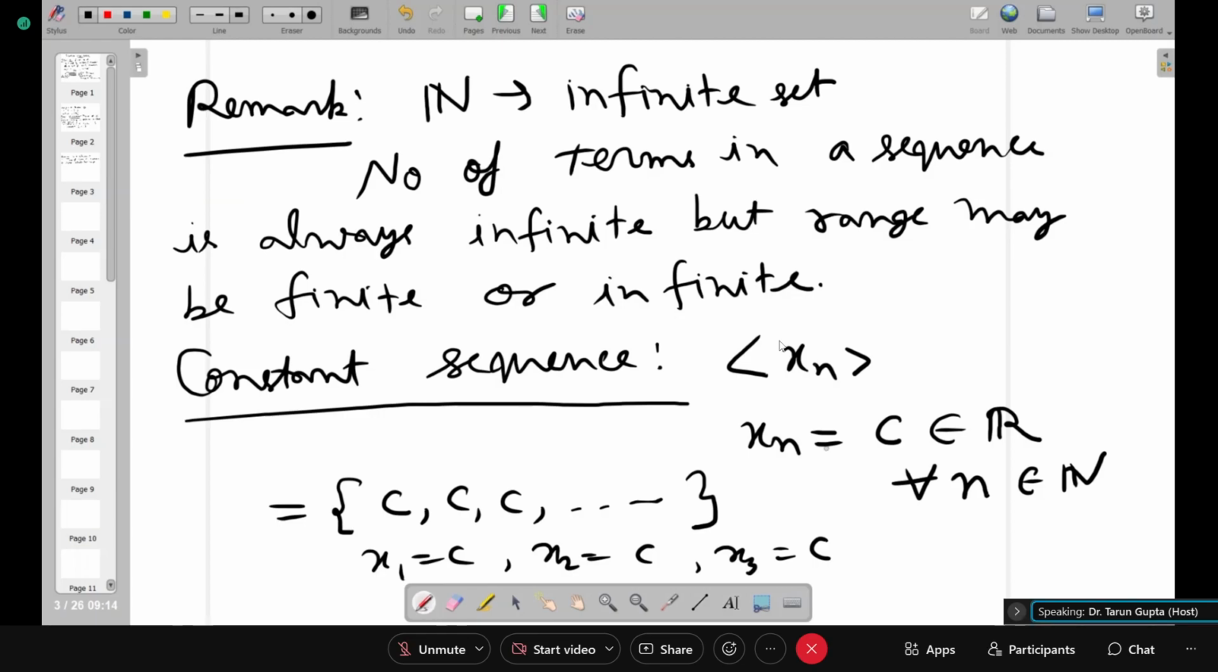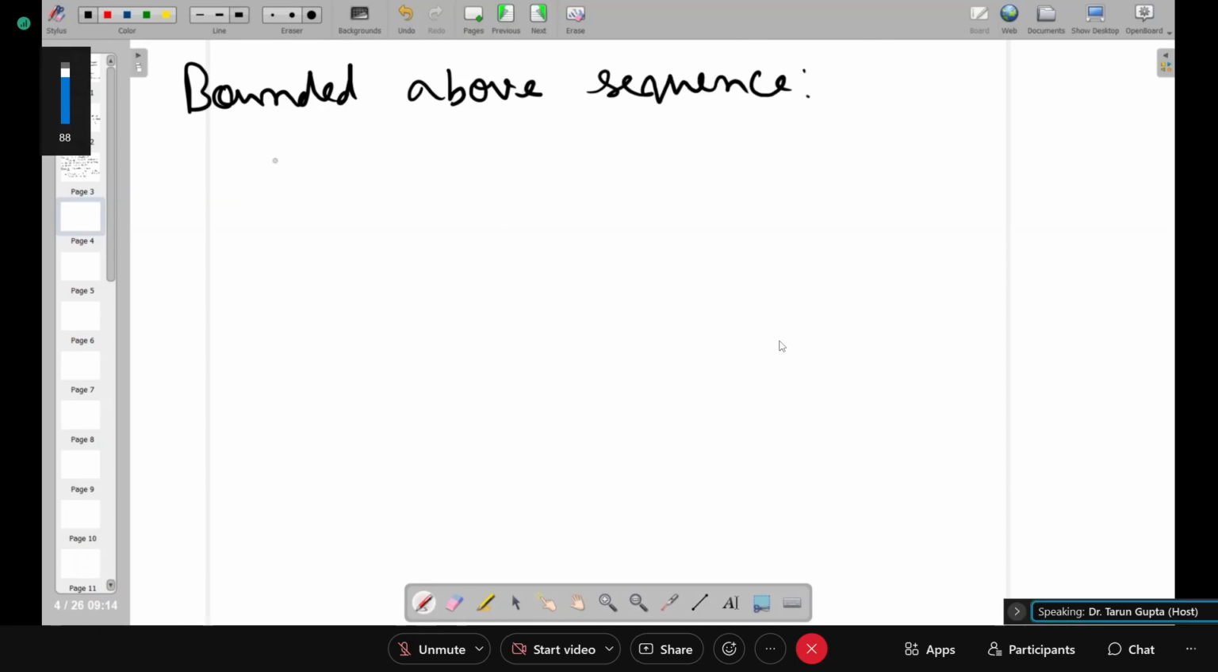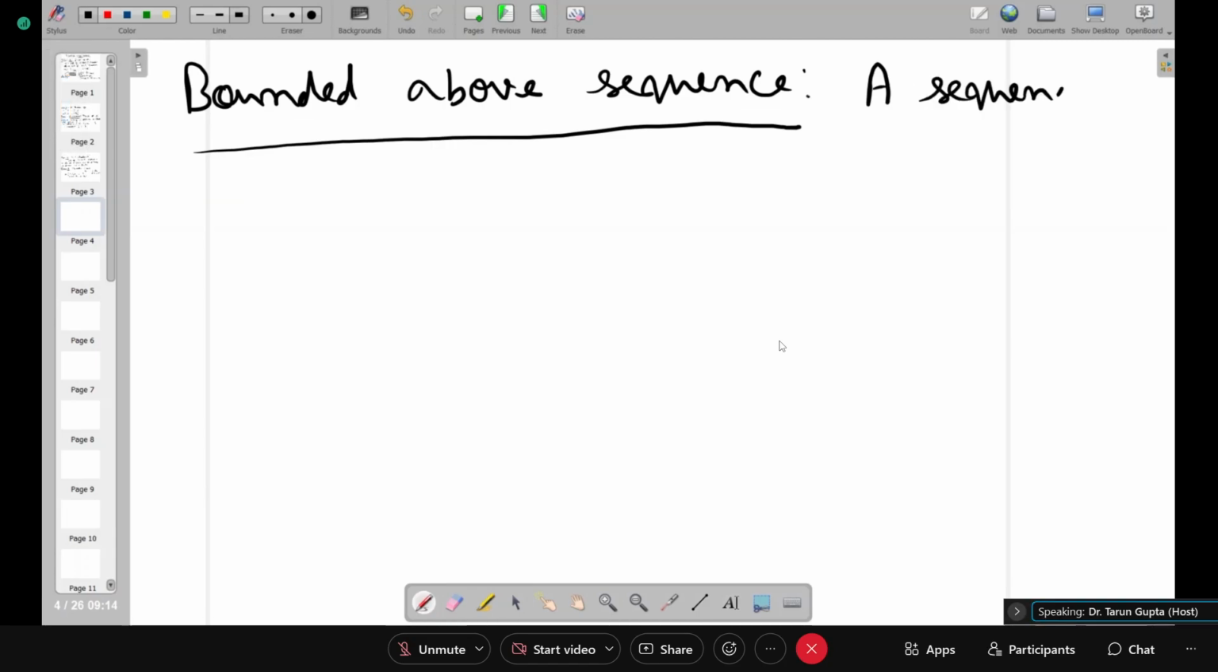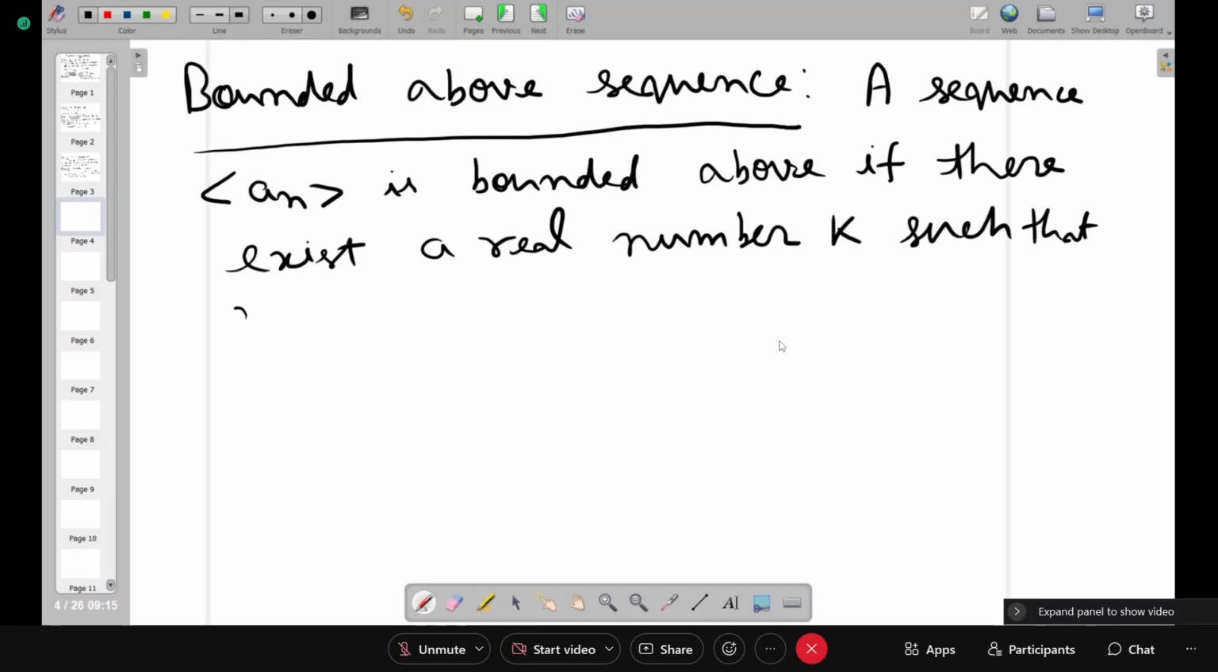Now we write bounded above sequence. The definition: a sequence an is bounded above if there exists a real number k such that an is less than or equal to k for every n belonging to natural number.